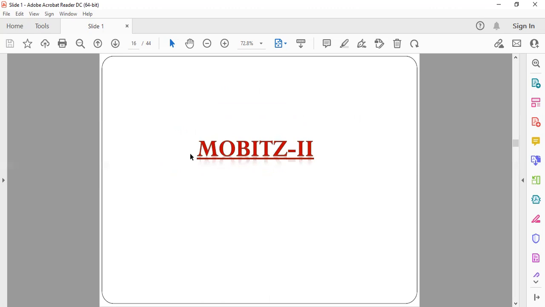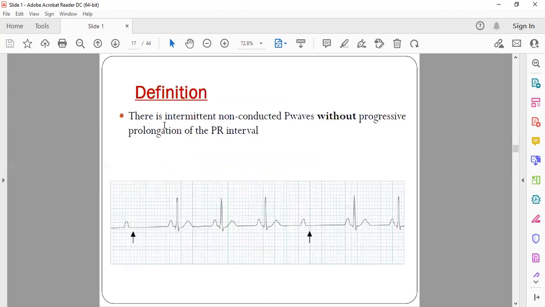Next, we will talk about Mobitz type 2. In Mobitz type 2, the PR interval is actually normal. There is no prolonged PR interval, and also there is no progressive prolongation, but there is a skipped beat. So what will happen is that there are intermittent non-conducted P waves. You can see this is a P wave, QRS, then P, QRS. There is no progressive prolongation.